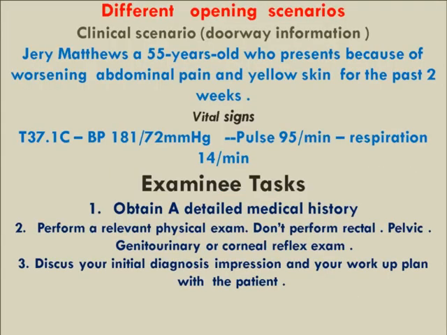This is one of the clinical scenarios, and the doorway information states that it's a case of a 50-year-old guy who presents because of worsening abdominal pain and yellow skin for the past 2 weeks. The vital signs are mentioned here, and our examining task is to obtain a detailed medical history and perform a relevant physical exam and discuss your initial diagnosis, impression, and your work plan with the patient.